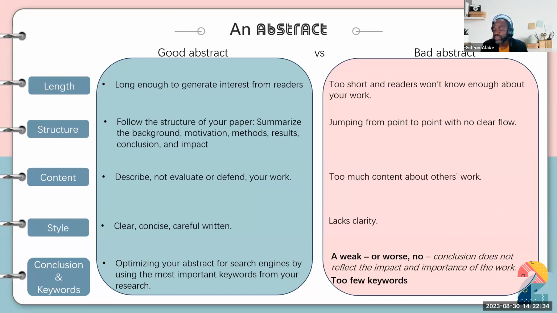So you know that. On the other hand, a weak abstract is just as weak as you can get. You search and you don't find anything, you hit a rock. The conclusion doesn't really reflect the impact and importance of the work. And there are too few keywords, sometimes just one or two keywords that are not really telling of what the person has done.